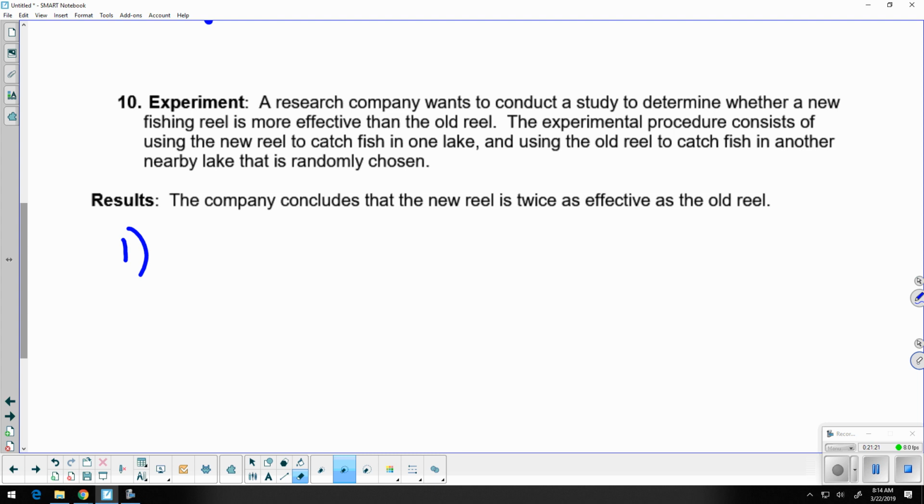So the problem that I see, now that you've had a little bit of time to think about it, is that we're using different lakes. We're using the experimental reel in one lake, and then we're using the old one in a different, nearby lake, right? So the issue is we're using them in different lakes. For all we know, there might be different populations of fish in each of the two lakes. There might be more fish in one lake than in the other. And most people that fish probably know that. Okay, so how can we fix this?